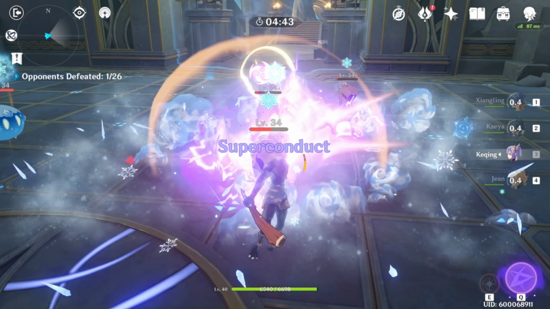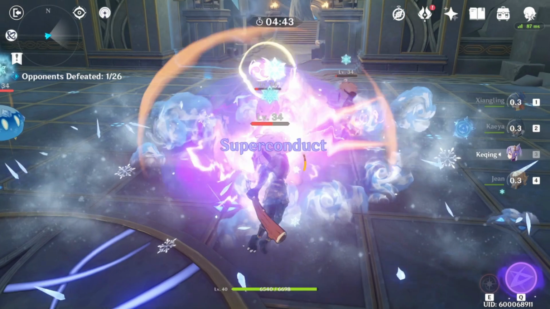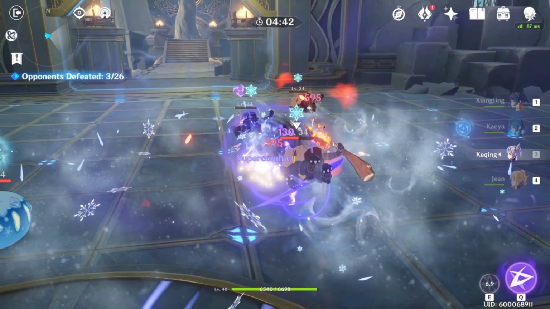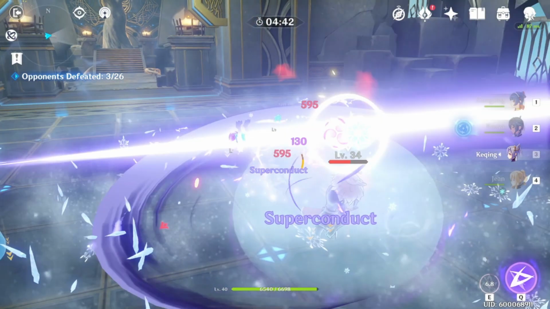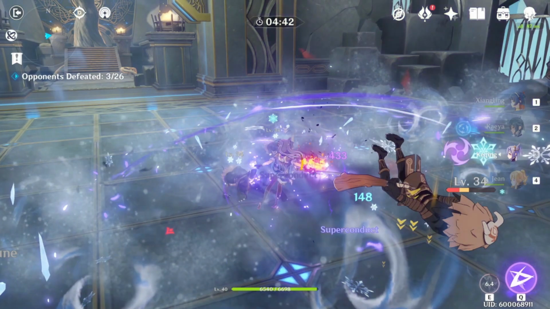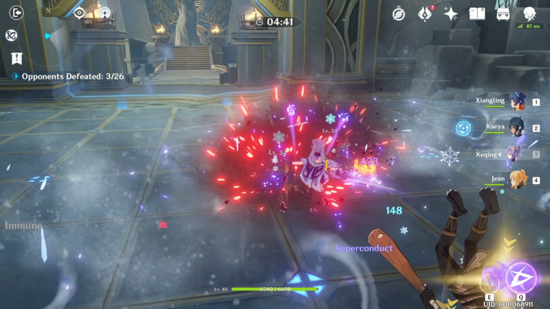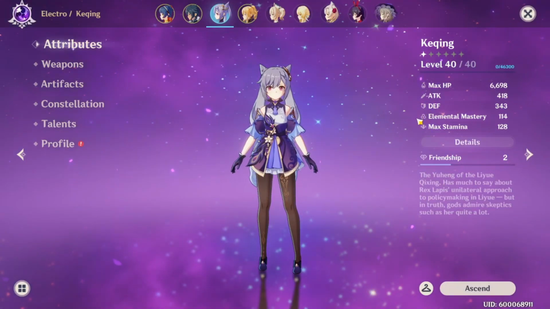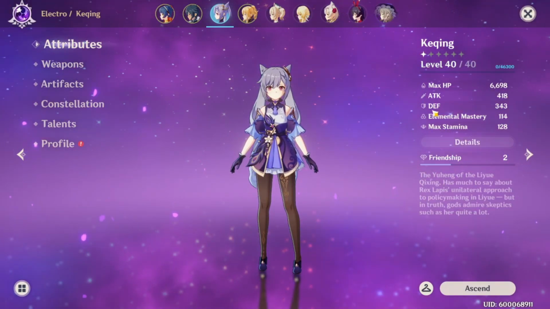Right there. Superconduct. That's going to apply an AoE cryo damage in addition to debuffing physical damage by 50%. Notice the AoE damage and notice how much is being done with this because of the combination between cryo and electro to get Superconduct.